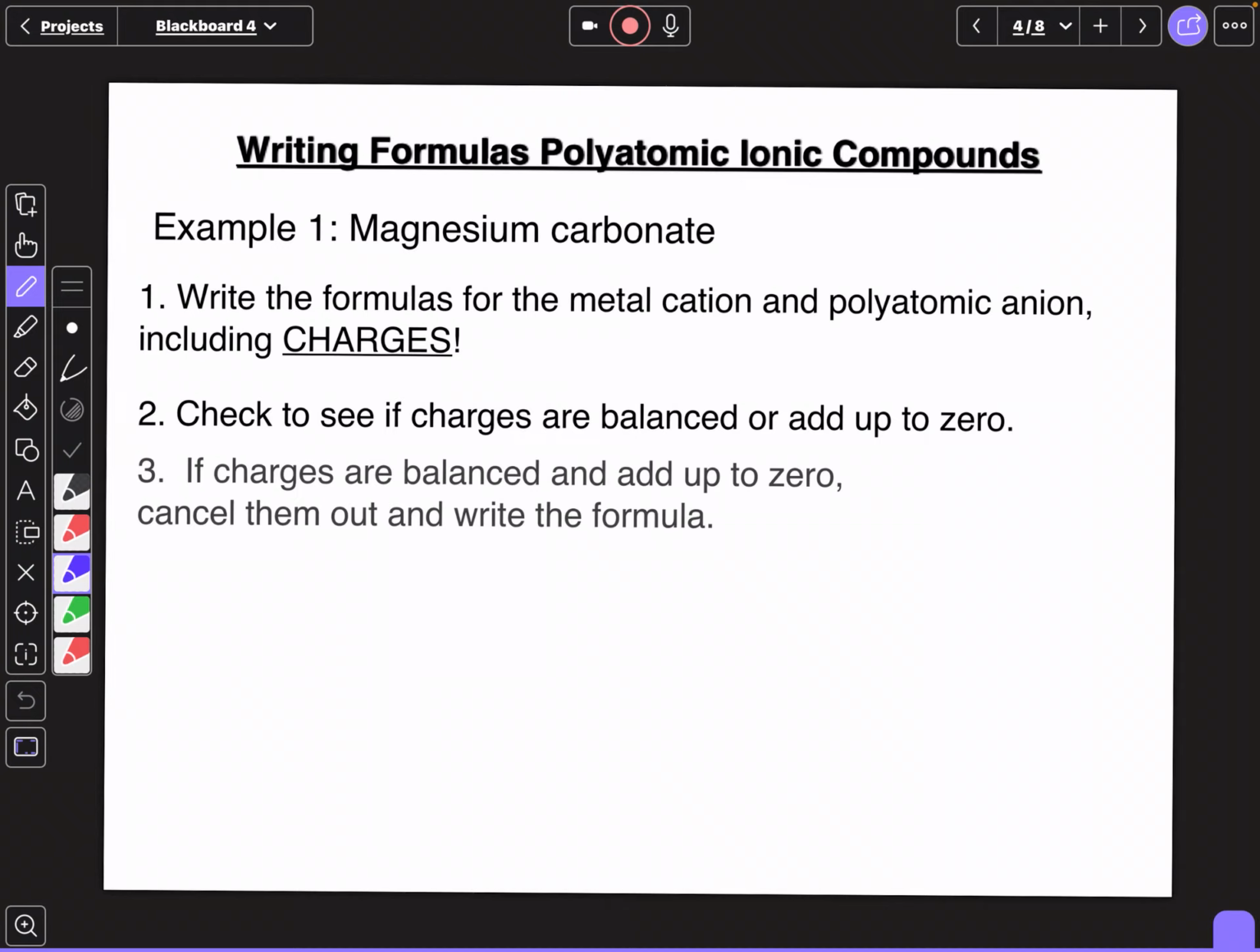Now let's look at writing formulas for polyatomic ionic compounds. First example. Again, when we write any formulas, we need to determine if it's ionic or covalent first, because these are all going to get mixed up in worksheets from now on, and when you have quizzes too. So get in the habit of checking.